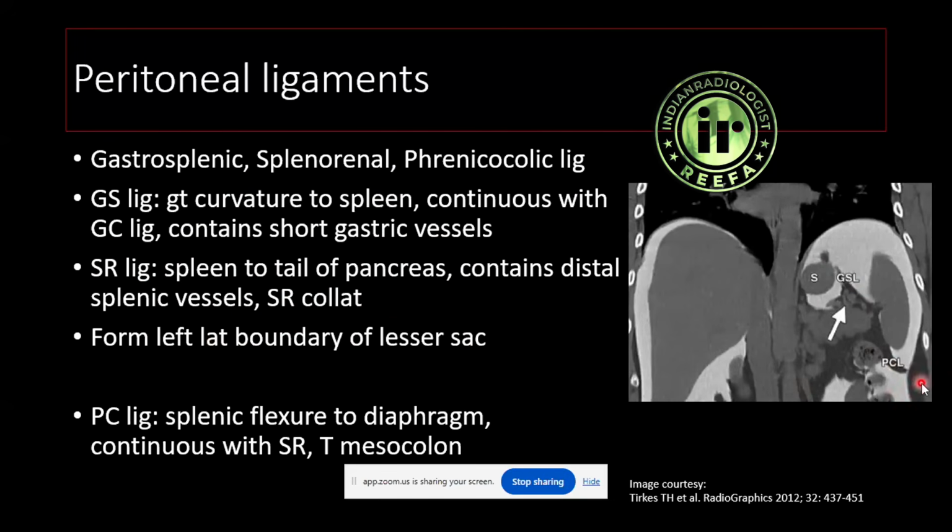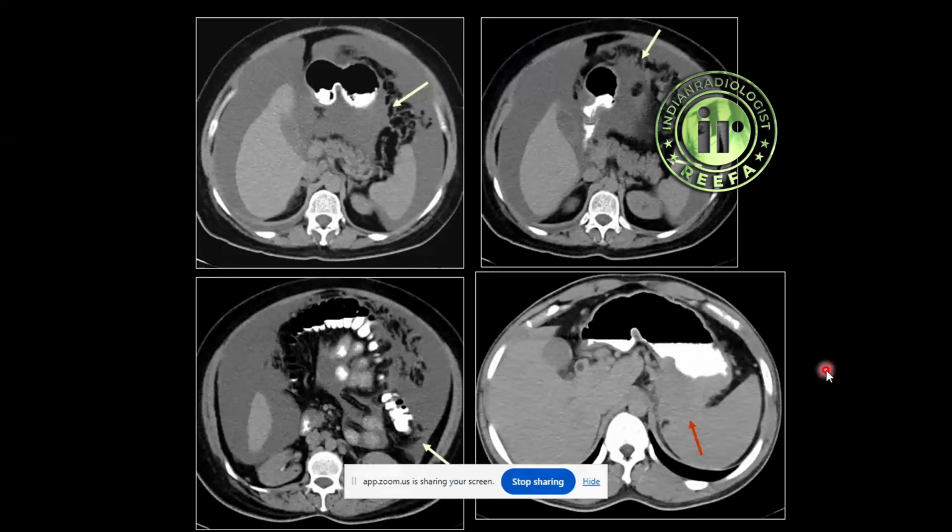The phrenicocolic ligament, this was the ligament that we saw that separates out the left paracolic gutter from the left subphrenic space. This is again continuous with the splenorenal ligament and with the transverse mesocolon. So let's identify these on our CT anatomy.